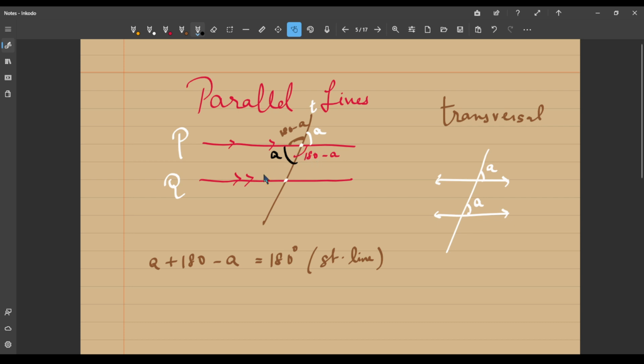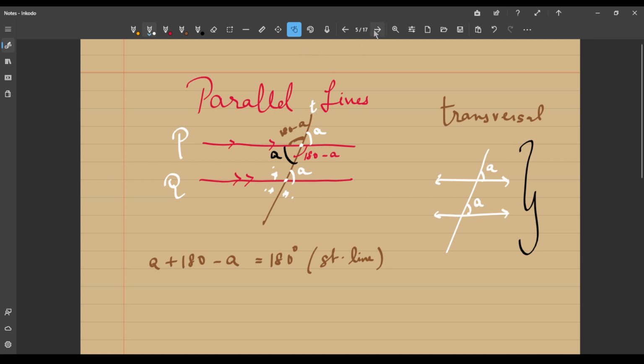Now I can carry on the same argument to Q. By this argument, I say that this is also A. So I repeat everything I said for P, and now you know the measures of all these angles, isn't it? This is 180 minus A, this is A, and this again is 180 minus A. I hope you followed me along in this video. I tried to give you a strong understanding of the angles which are formed when a transversal cuts the parallel lines. So let us now see in our next video about a few more things.